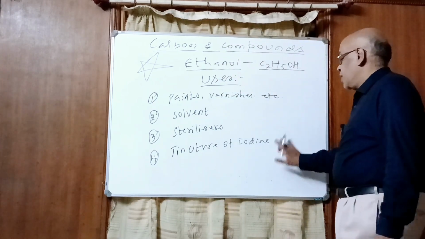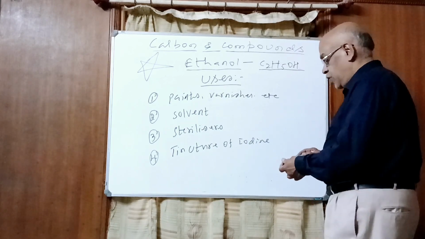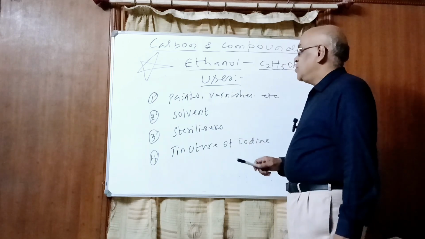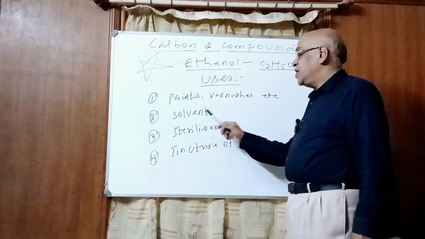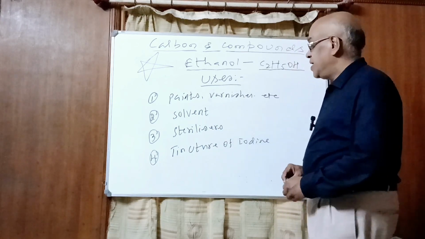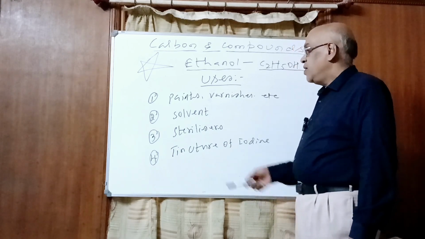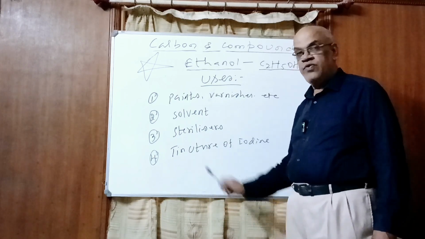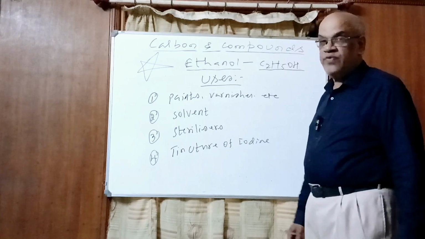Understood, children? This is about ethanol, an industrially most important organic compound. What are the uses? It is used in the manufacture of paints, varnishes, etc. Used as a solvent. It is used to sterilize wounds and syringes. It is used in the manufacture of tincture of iodine. Being a solvent, it has many industrial applications. You can use a 5th point. Remember 2 or 3, children, more than sufficient.